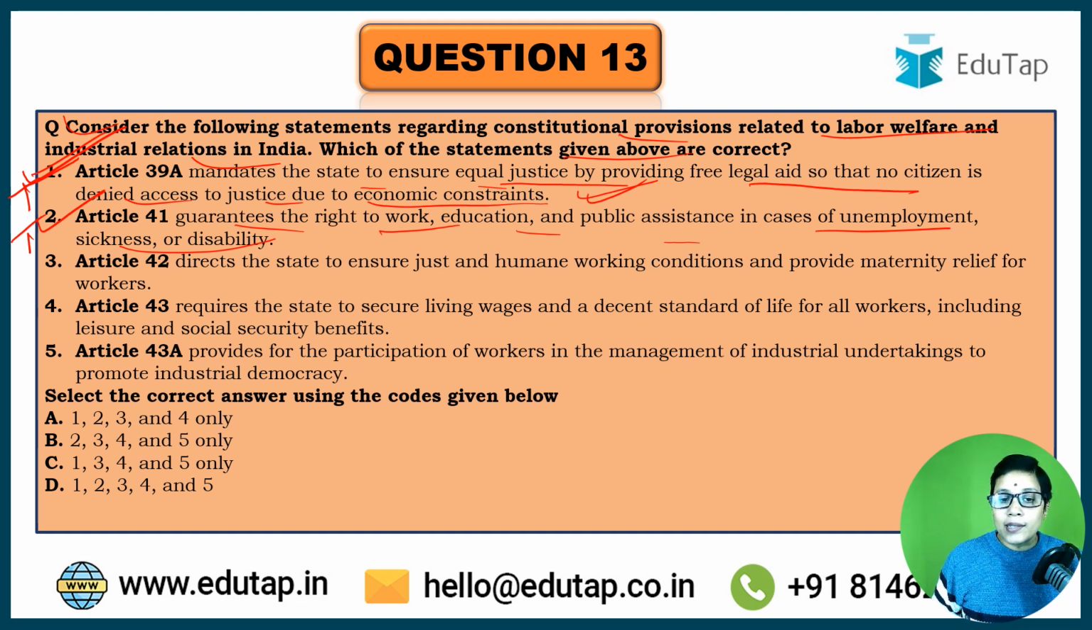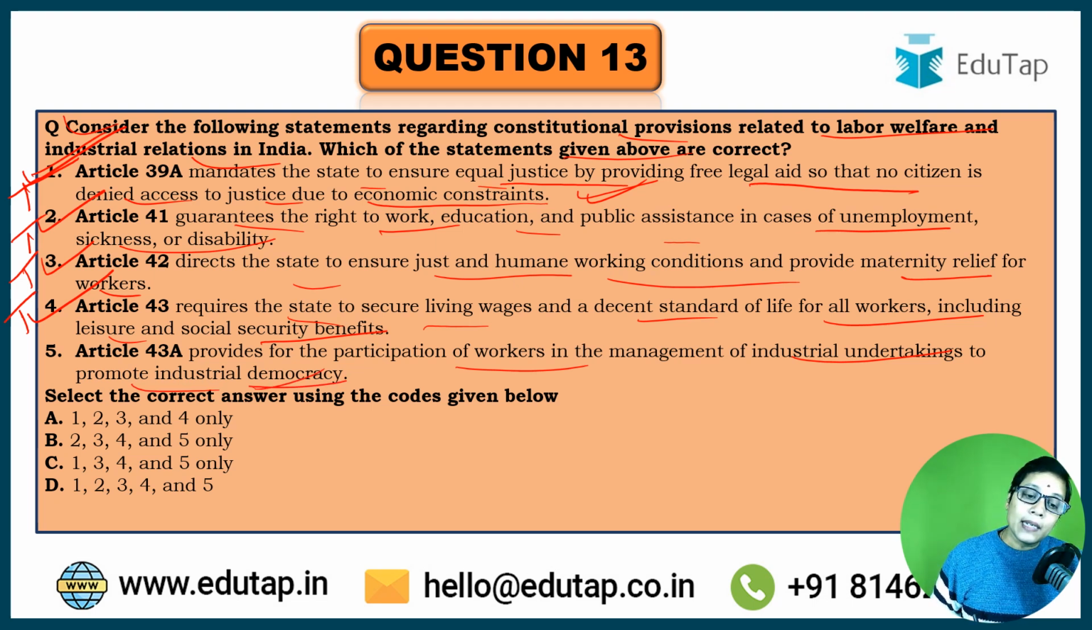Article 42 directs the state to ensure just and humane working conditions and provide maternity relief to the workers. Yes, this is also true. Article 43 requires the state to ensure living wages and a decent standard of life for all workers, including leisure and social security benefits. They should get all that. Yes, this is also true. Article 43A provides for the participation of workers in the management of industrial undertakings to promote industrial democracy. Yes, this is also true.